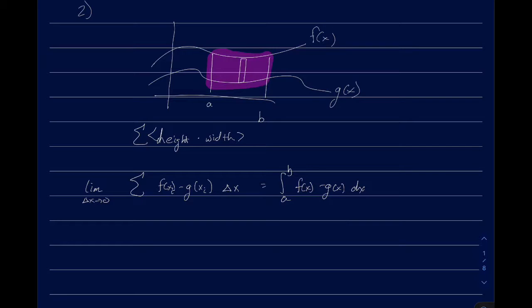Okay, now a question that you might have is, why do we take f of x minus g of x? If we did g of x minus f of x, we would get the same area, except it would be negative. So what we're always going to do is take the upper curve minus the lower curve, dx, from a to b.